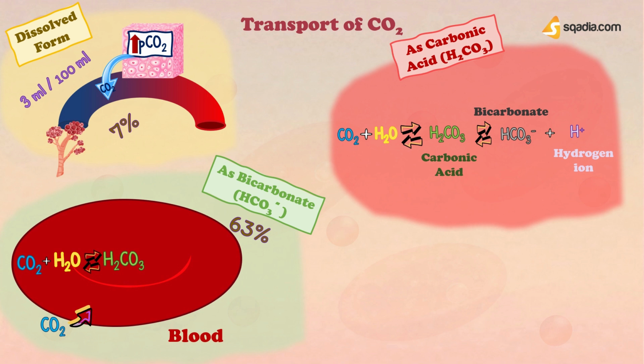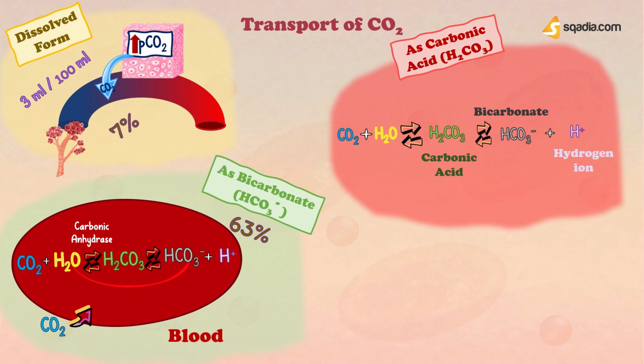I told you, the reason is the presence of carbonic anhydrase, an enzyme present only inside the red blood cells and not in plasma. Because enzymes are meant to accelerate the reaction, it does so. And almost all carbonic acid formed in red blood corpuscles dissociates into bicarbonate and hydrogen ions.